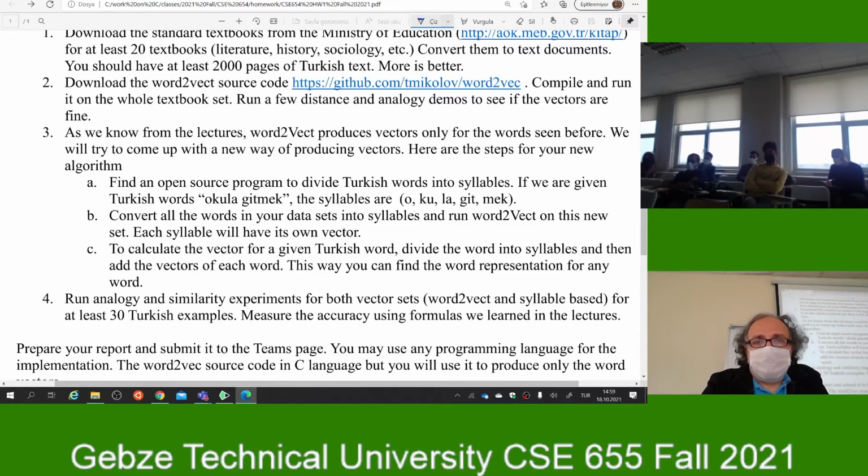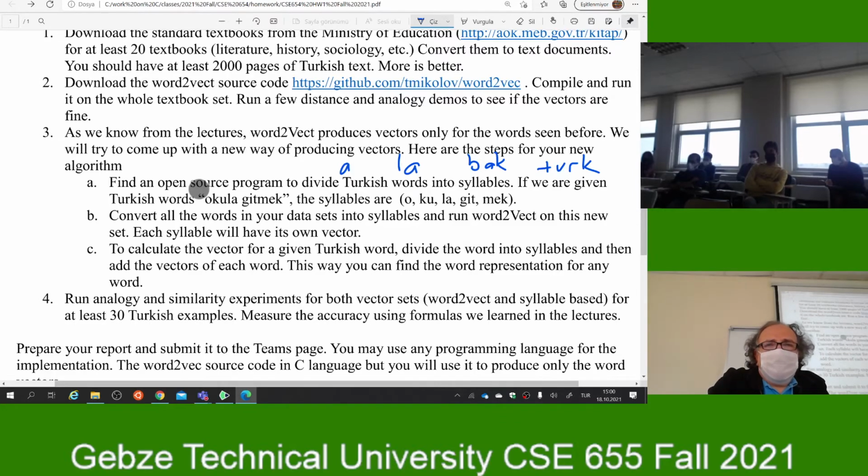So for Turkish, syllables are like one letter syllable A, or 2 letter syllables like LA, or 3 letter syllables like bak, etc. We don't have 4 letter syllables in Turkish, but we got stuff from other languages. You know, Turk is not a Turkish word, right? We have these kinds of syllables too. So there are many C code or Python code that does the syllabification of Turkish words. Convert all the words into syllables and run word2vec on that.